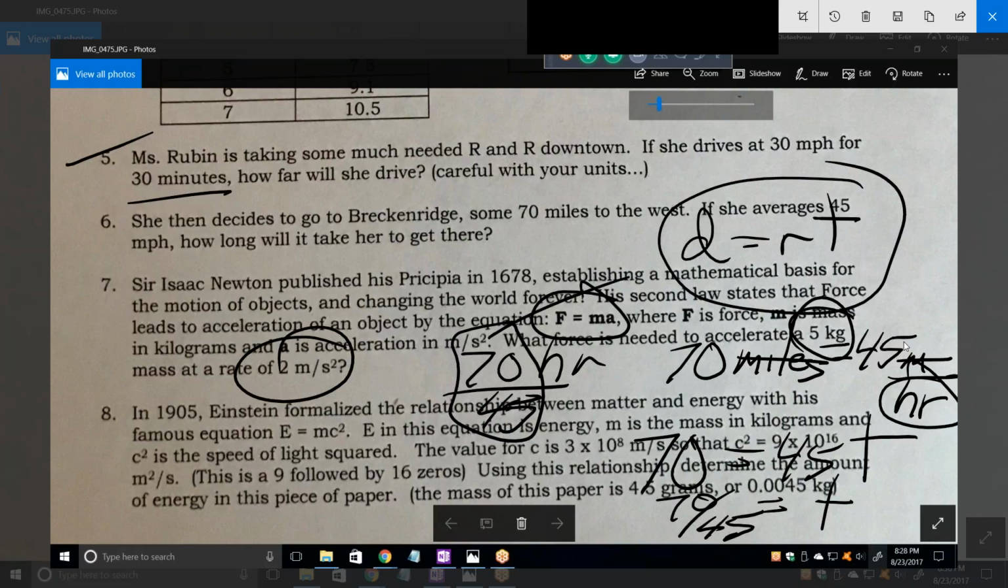No. And I'm sure 8's the same way. Now, there's your master equation. They're going to give you the speed of light, which is that. Square it. Multiply it by the mass. And that's the amount of energy there is in 0.0045 kilograms. All right.